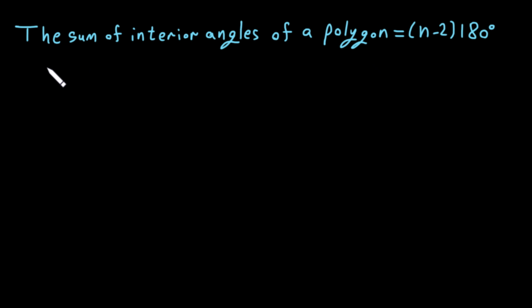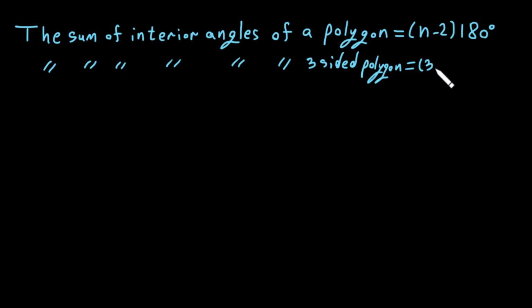Now let's write it again: the sum of interior angles of a three-sided polygon equals, I have to substitute 3 instead of n, so it will be (3 minus 2) multiplied by 180 degrees. We know 3 minus 2 is 1, and 1 multiplied by 180 degrees is 180 degrees.